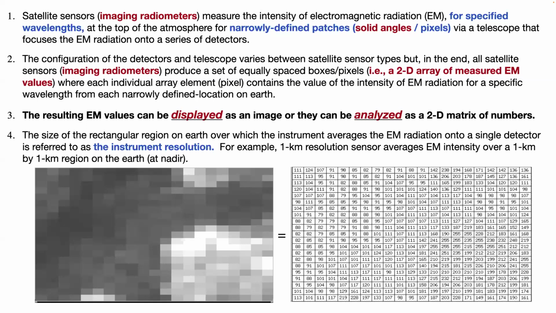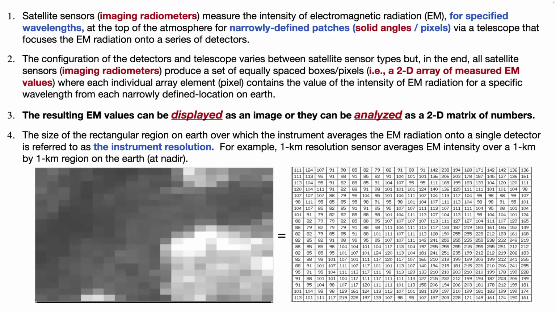Let's see, what do I want to say here? Each one of these little boxes represents some patch on the surface of the Earth. It's actually a solid angle. So right when they say it's 1 kilometer resolution, it's 1 kilometer straight below the satellite. When the satellite mirror points straight down and you see straight down, that's constant solid angle of view of the satellite. It's going to see 1 kilometer.